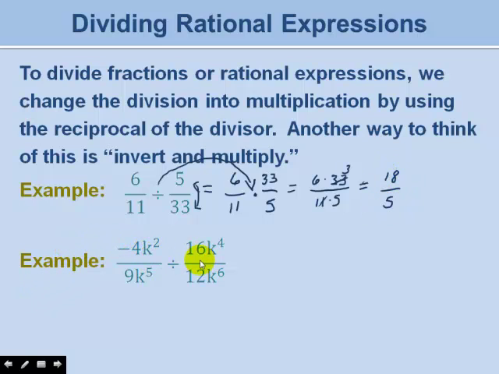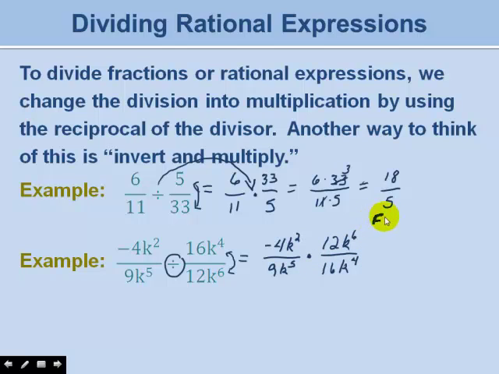Now let's look at this with some rational expressions. So again here our first step is going to be to change this division into multiplication. Our first rational expression here is not going to change at all. We're just going to rewrite it. The second one, in order to change this into a multiplication, we're going to take this second one and invert it or flip it over. So now on the top we'll have 12k^6. On the bottom we'll have 16k^4. Now we're just back to a multiplication problem.